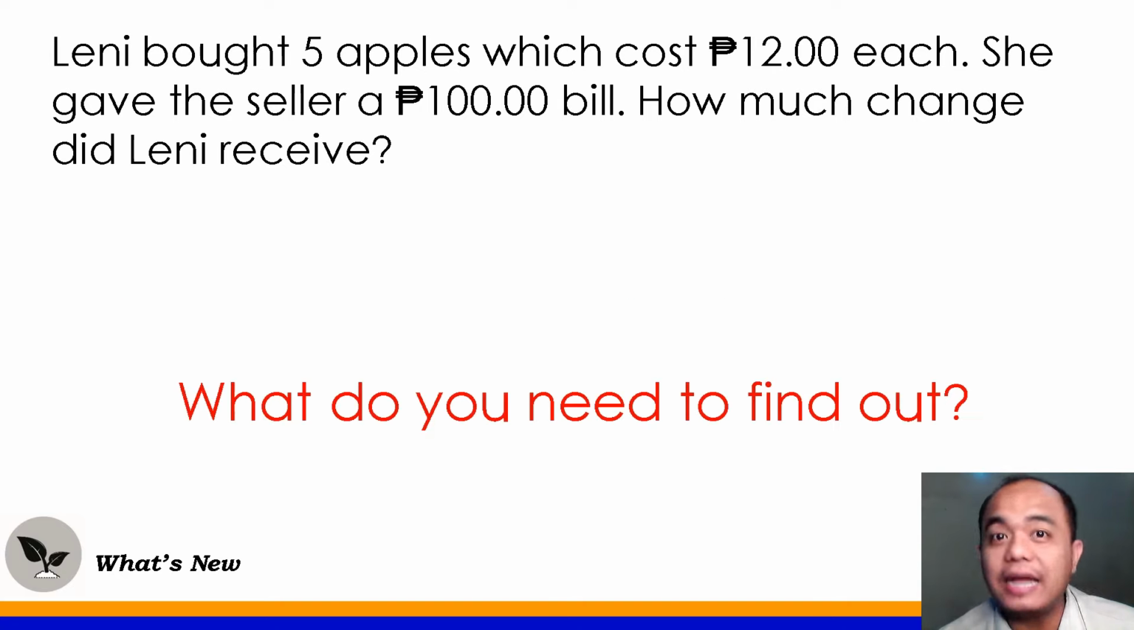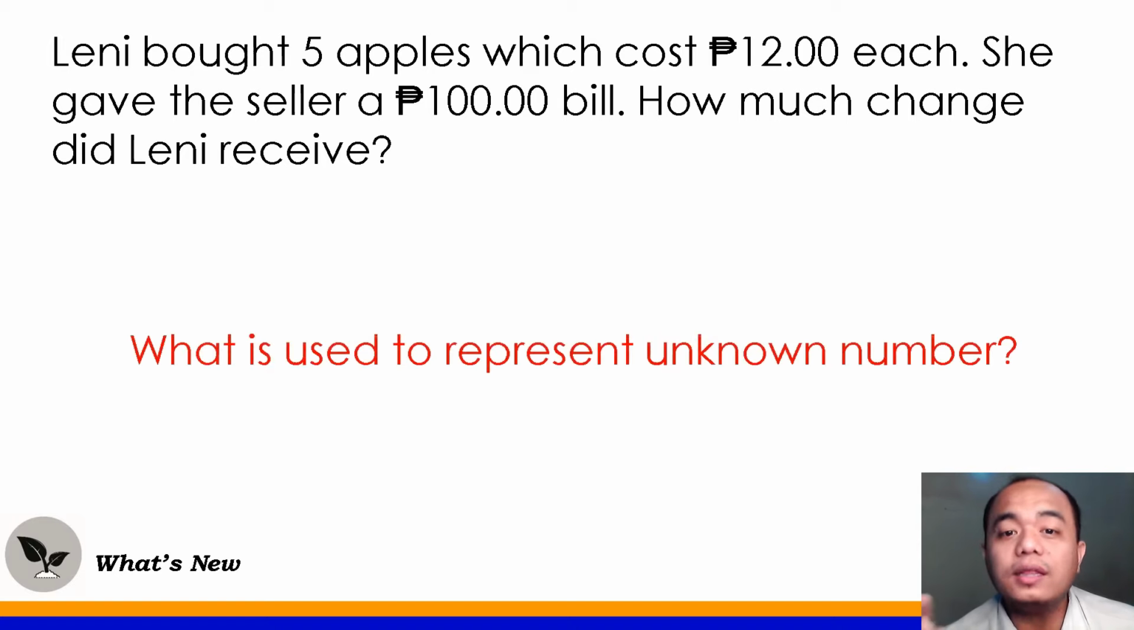What do you need to find out? Or what is asked in the problem? Yes, you're correct. The change that Lenny will receive. And what is used to represent the unknown number? This unknown number is the change of Lenny. Yes, you're correct. We will use variable.